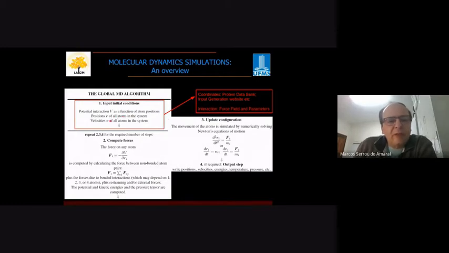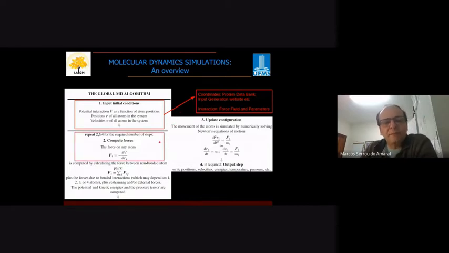Another piece of information that you need is the potential interaction. This is really important: how the atoms will interact with each other. At this point, I need to choose a force field and parameters for that force field. A force field is basically an equation that gives the potential interactions between all atoms in the system. Okay.